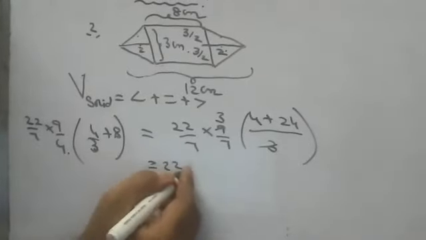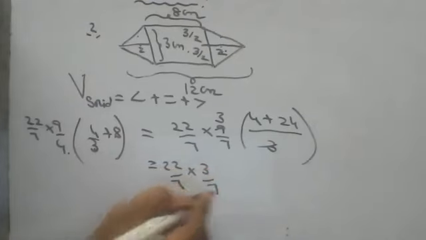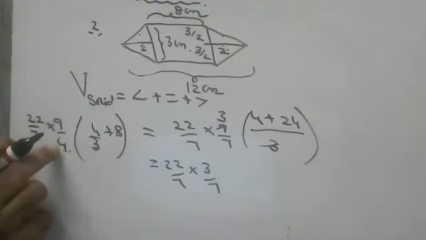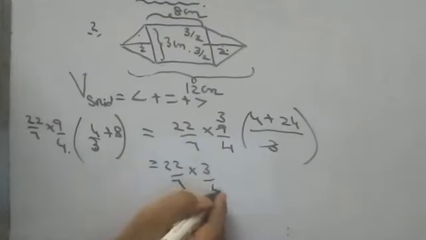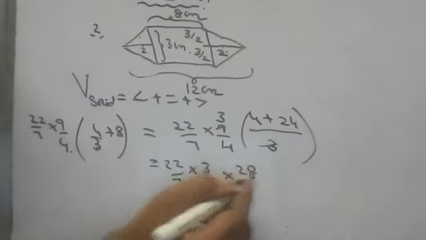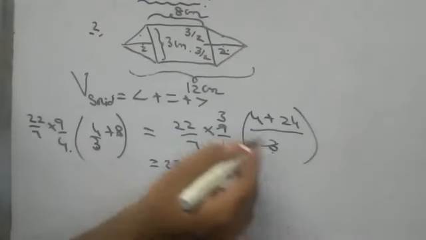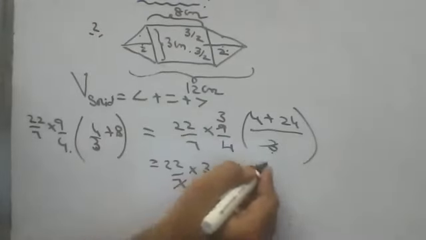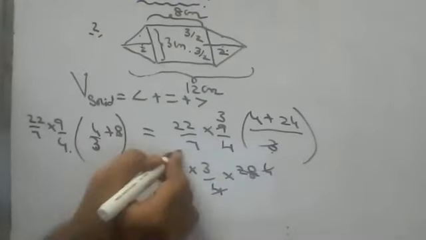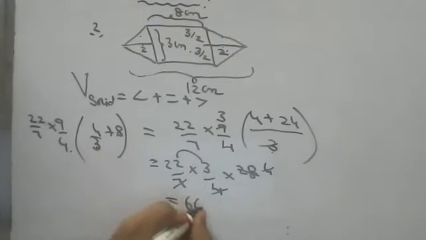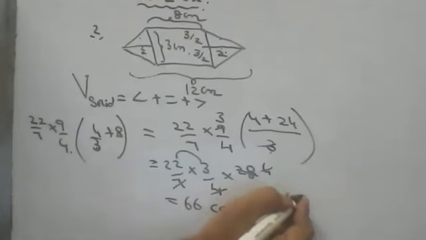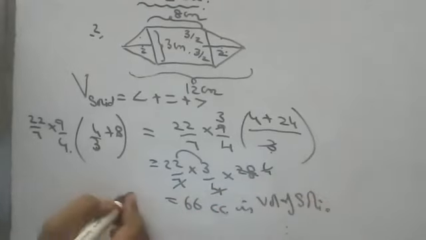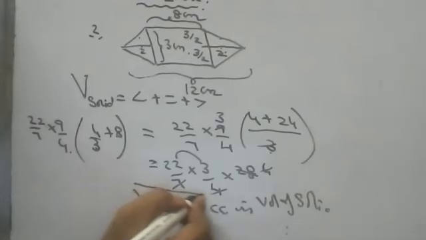22 by 7 into 3 by 7. 3 by 7, 4 of this is 4. This is 4 into 28. Okay, because this 3 3s are 9 has gone. 7 4s are 28, 4 4 has gone. 22 3s are 66 centimeter cube is the volume of the solid. Total volume of the solid.